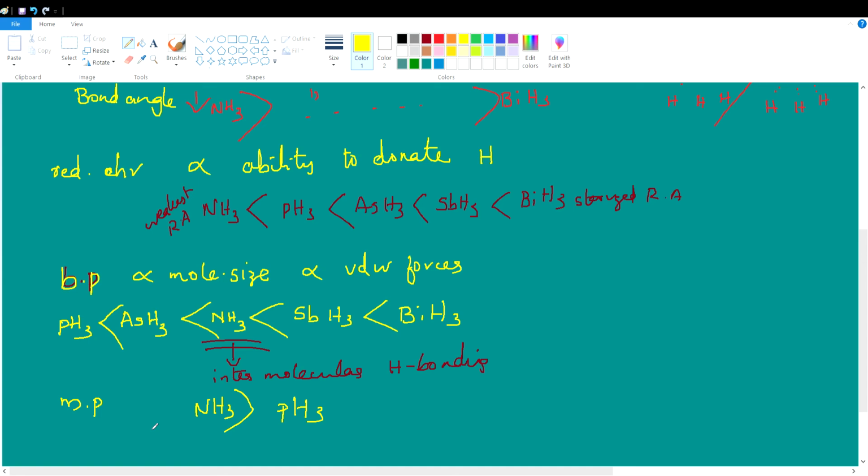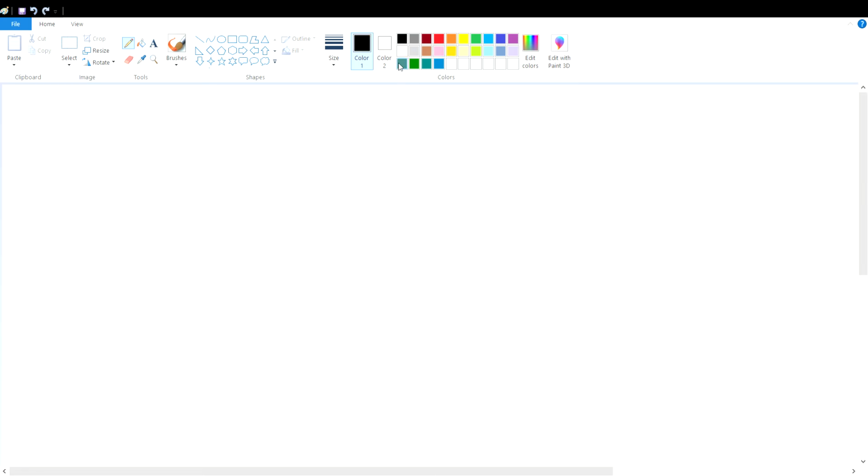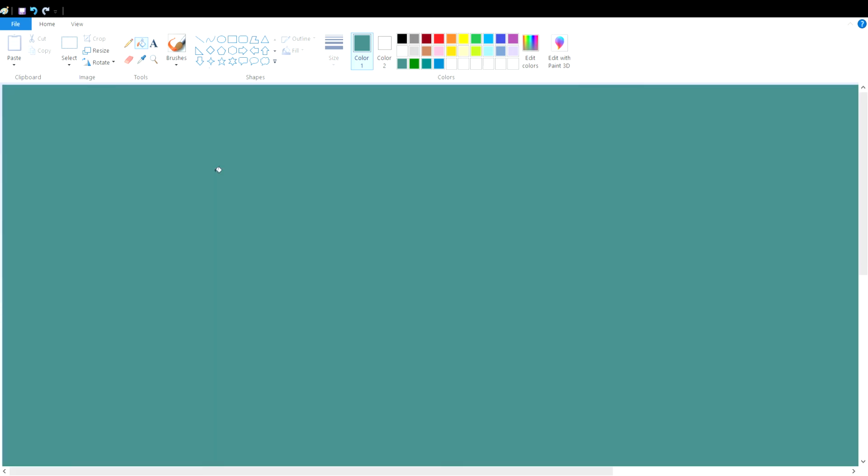Next, let us discuss about the oxides. Oxides of group 15 elements. They form two types of oxides, trioxides and pentoxides. Oxide of the formula E2O3 and oxide of the formula E2O5. Oxidation state of the group 15 element is different in the two. In trioxide, the oxidation state of group 15 element is +3. Oxygen we know is -2. So the oxidation state of group 15 element should be +3. In pentoxide, oxidation state of group 15 is +5.